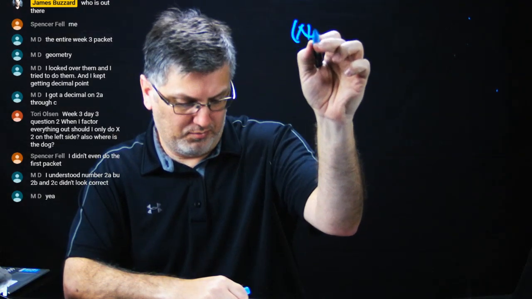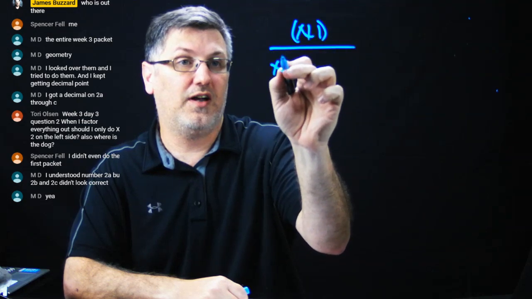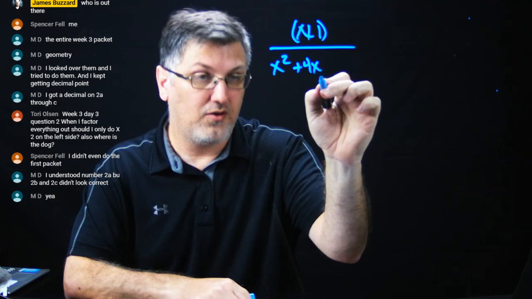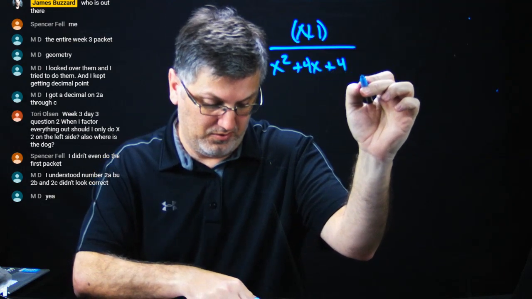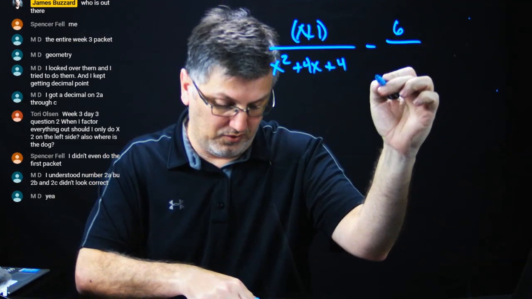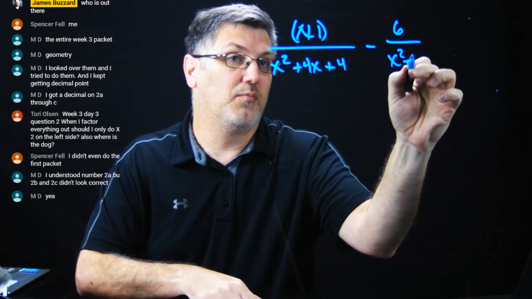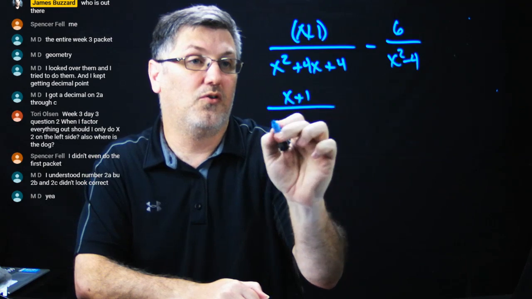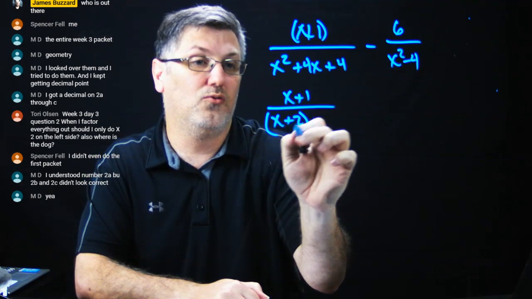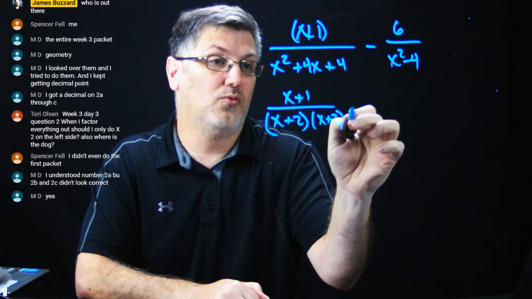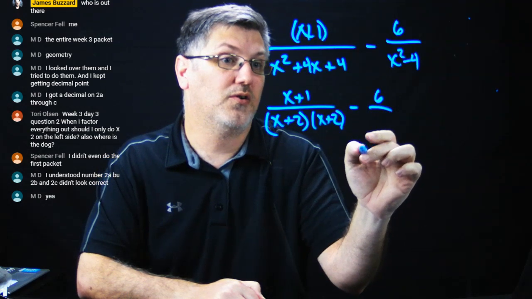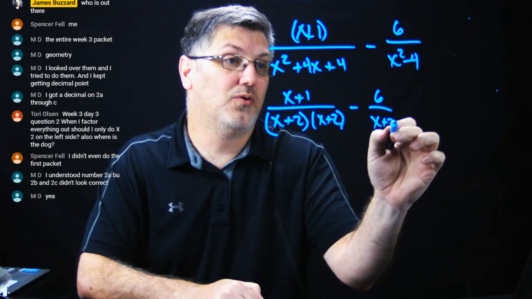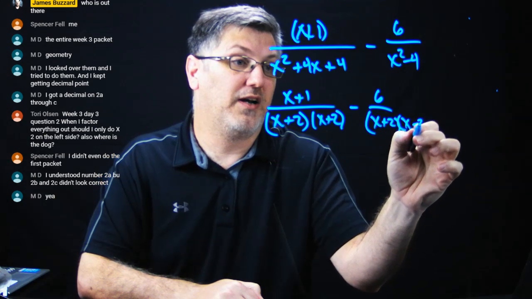So x plus 1 over x squared plus 4x plus 4 minus 6 over x squared minus 4. Okay, so let's factor. So we have x plus 1 over (x plus 2)(x plus 2) minus 6 over (x plus 2)(x minus 2).